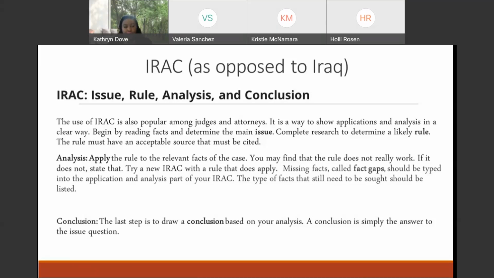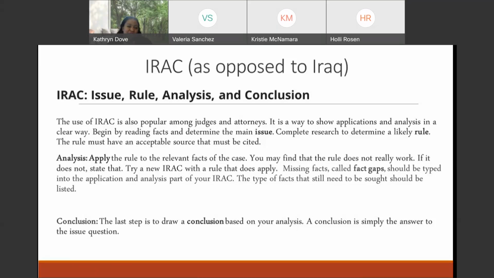So then you would apply that rule to the facts of your case. That's the analysis portion. Sometimes the rule doesn't work. If it doesn't, then you would say that. Then you have to go back to the drawing board and do research and find another rule that does work. Try a new IRAC with a rule that does apply.